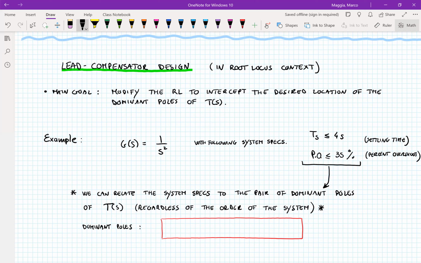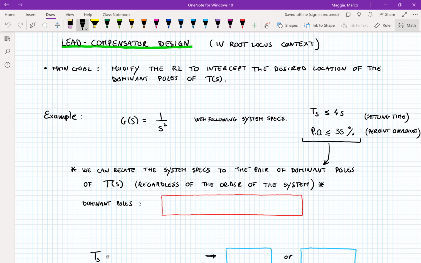Well, as usual, we can relate the system specification requirements to a pair of dominant poles of the closed loop transfer function. And this is regardless of the order of the system, because normally the dominant poles of a closed loop transfer function are a couple of complex conjugate poles. Even if the order of the system was more than 2, you take the 2 poles closer to the imaginary axis, and those are your dominant poles.